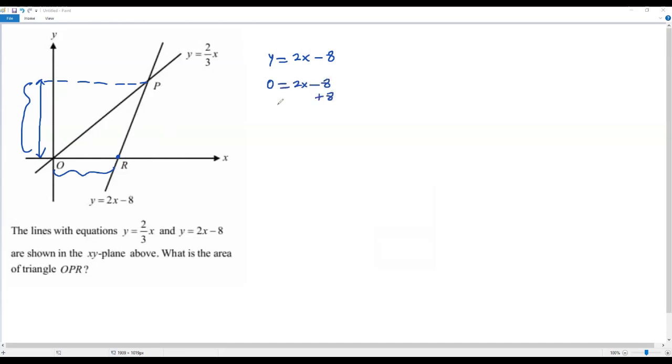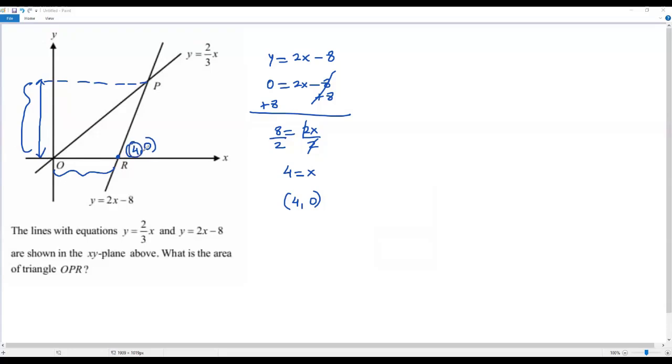Now let me add 8 to both sides. When I do so, the negative 8 and positive 8 will cancel out. On the left side, I'm getting 0 plus 8, that is 8, equals 2x. Let me divide both sides of the equation by 2. Then the 2 will cancel out. 8 divided by 2 is 4. On the right side, we get x. So when I plug in y equals 0, I am getting x equals 4. So the point is (4, 0). That's the x-intercept.